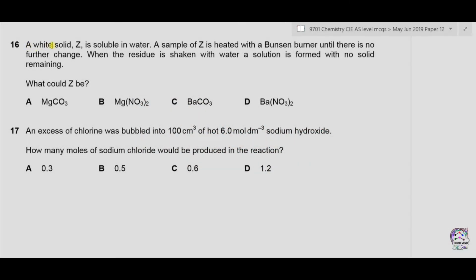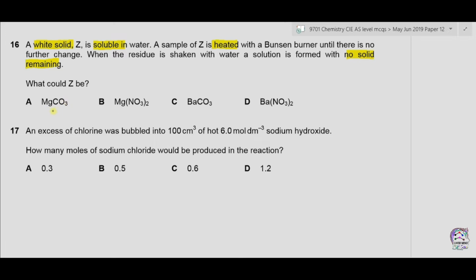Question number 16. A white solid Z is soluble in water. A sample of Z is heated with a Bunsen burner until there is no further change. When the residue is shaken with water, a solution is formed with no solid remaining. What could Z be? It says Z is soluble in water, so let's first find out which of the substances A, B, C and D are soluble and insoluble.